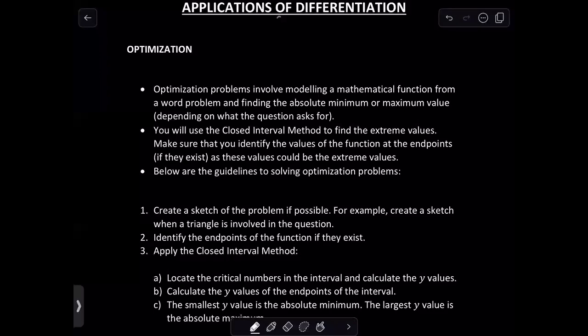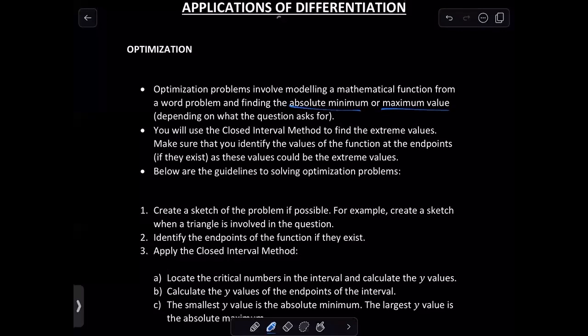So let's cover optimization. Optimization problems involve modeling a mathematical function from a word problem. And then you have to find, obviously, the absolute minimum or maximum value. That depends on what the question asks for. So you're essentially going to be given a word problem. You have to use all the information from the word problem to create a function. And you're going to find the absolute minimum or maximum value of that function.